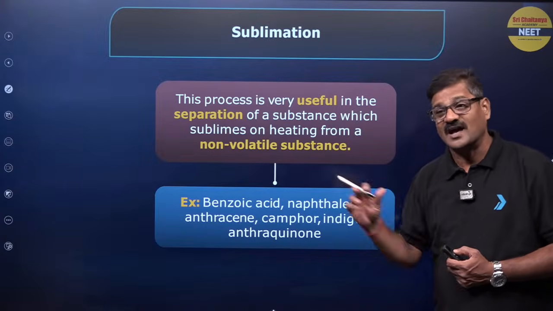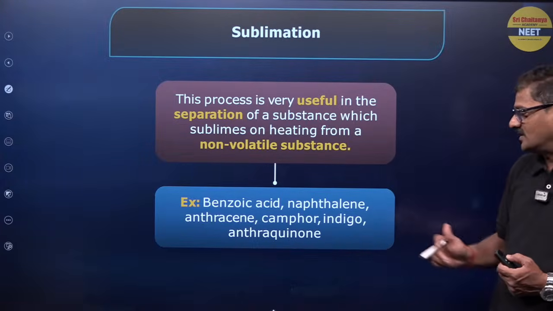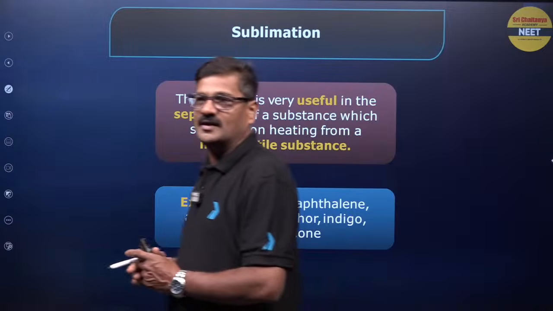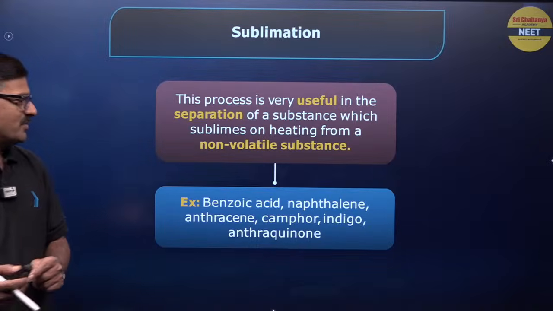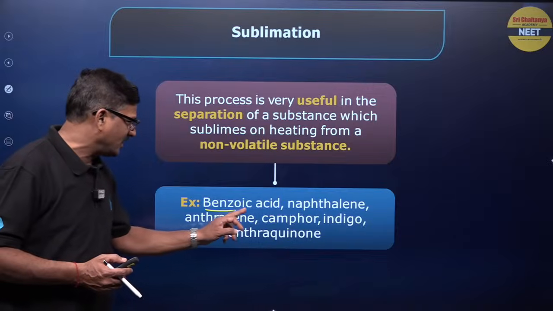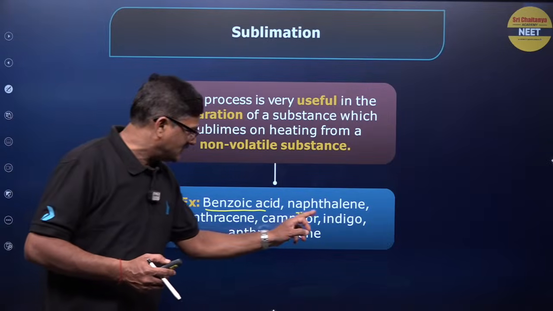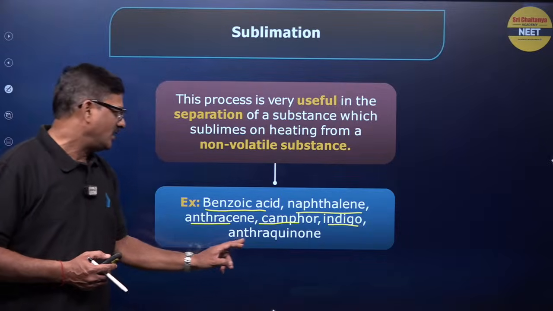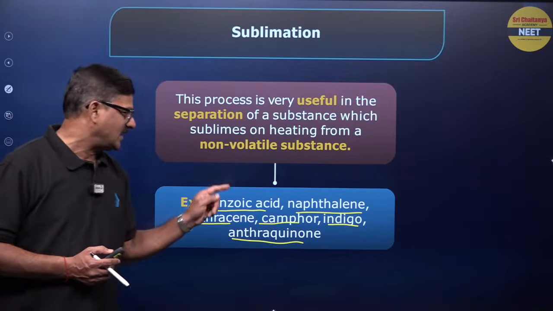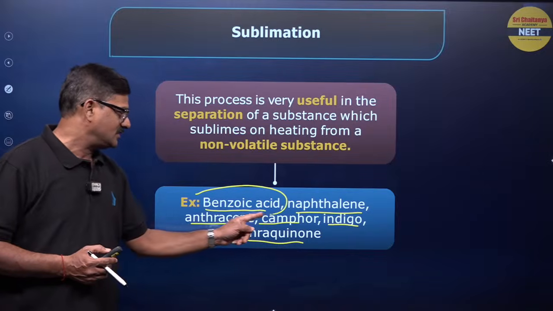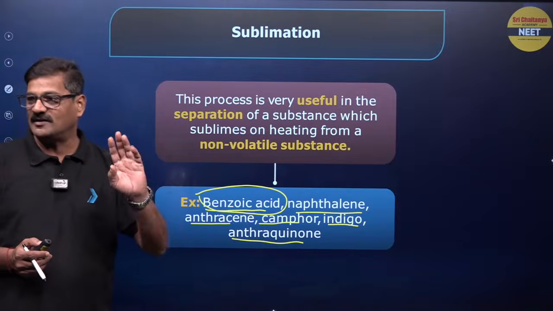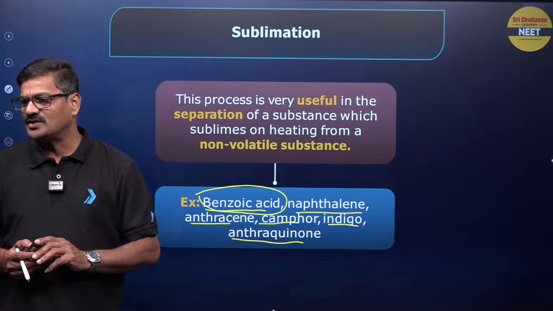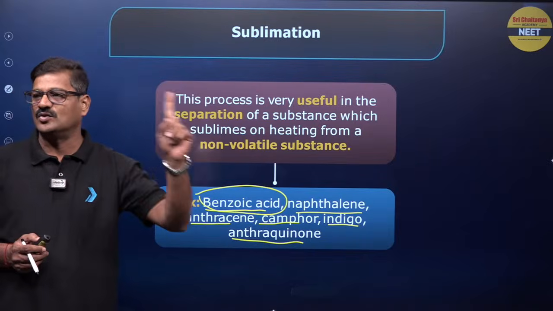Which of the following can be purified by sublimation? You can use benzoic acid, naphthalene, anthracene, camphor, indigo, and anthraquinone. In that, benzoic acid is important. Benzoic acid and naphthalene are more important. Conversion of which? Solid to gas.